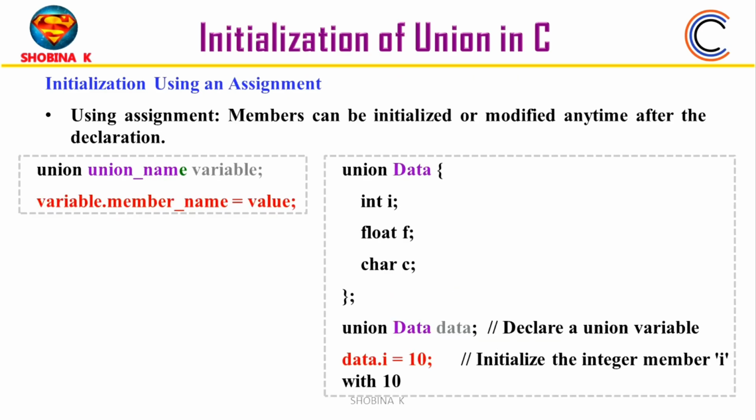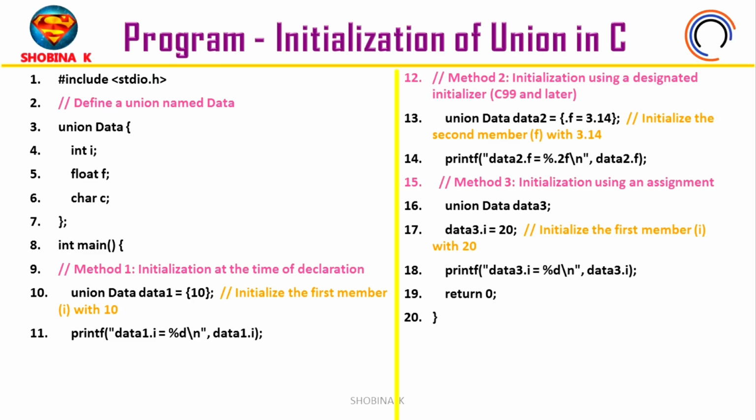In the third method, members can be initialized or modified anytime after the declaration. Here is the syntax and example. In this example, union data is defined with three members. A variable data of type union data is declared, and the member i is initialized with the value 10 using an assignment statement.